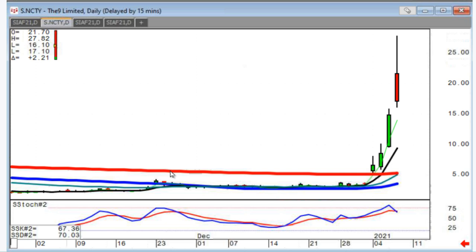So simple logic says from the Japanese rice traders, that's right. This is a Chinese internet company. Now, do I know what they do? Absolutely not. All I know is somebody started buying this.